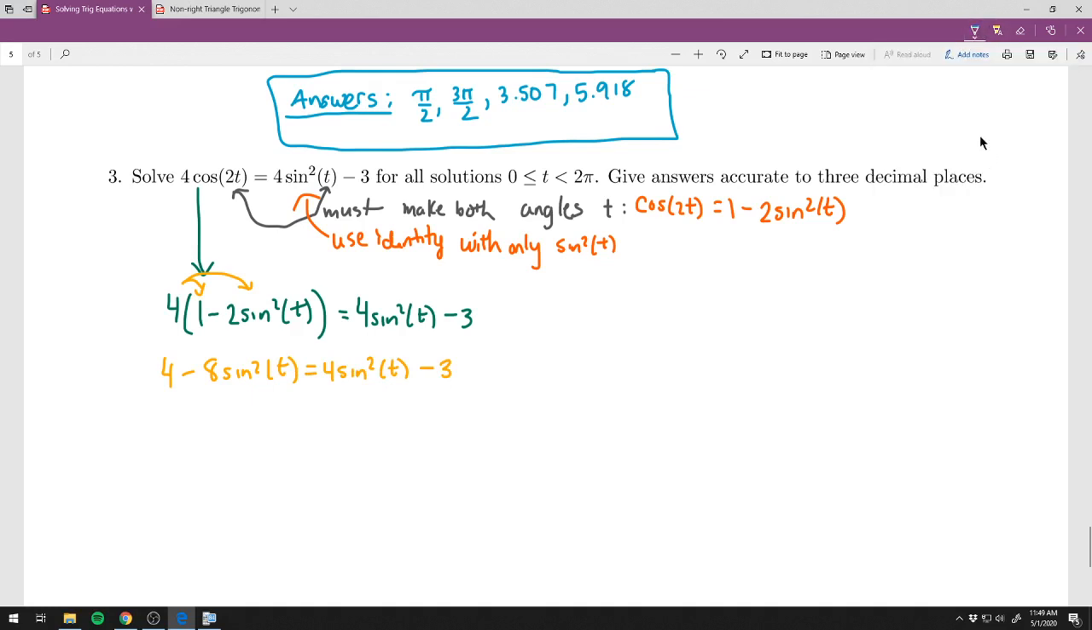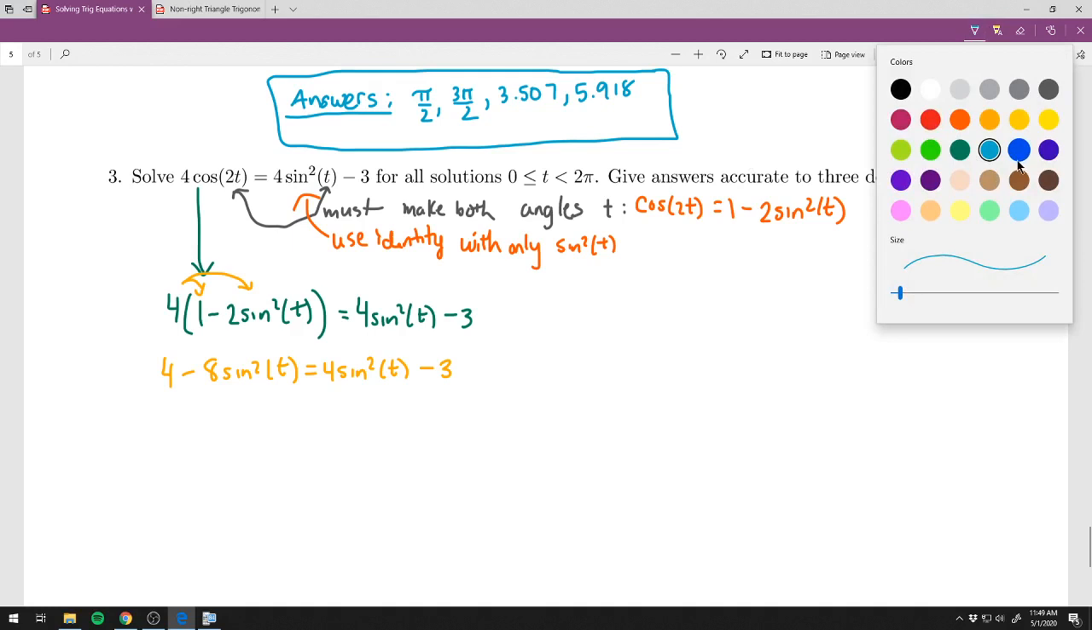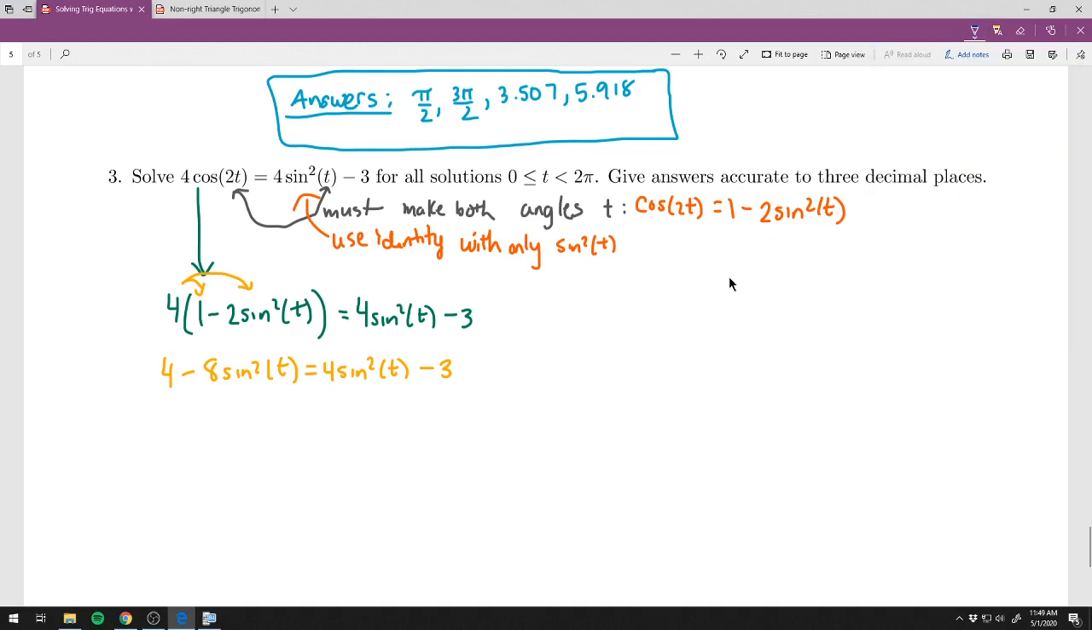One thing I'll have you notice here, and I'm going to plug in y for sine of t just like we've done for most of the problems here, is that you only have sine squareds. You only have one power of sine. So you're going to be able to actually solve for sine squared of t and just do the square root. You won't have to factor or use the quadratic formula unless you really, really want to. But I'm going to be able to explain that better by plugging in y equals sine of t. If we do that, we've got 4 minus 8y squared equals 4y squared minus 3.